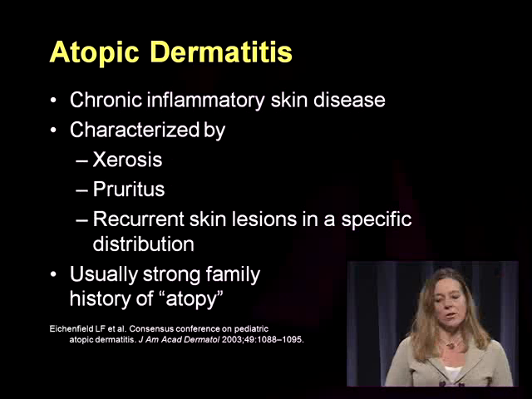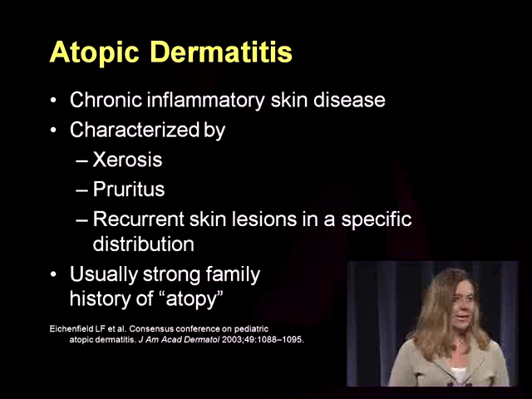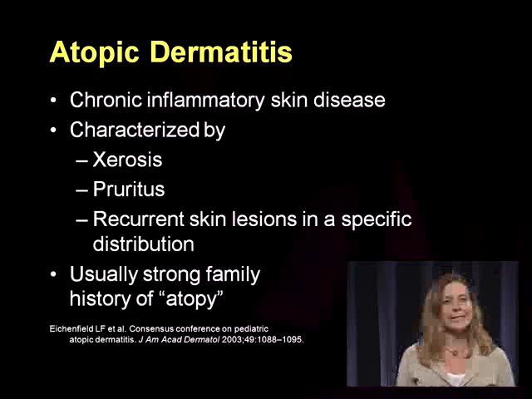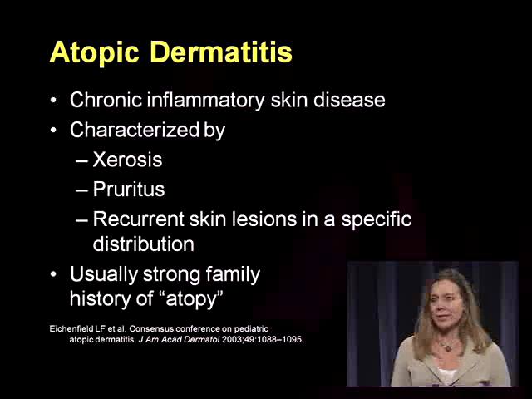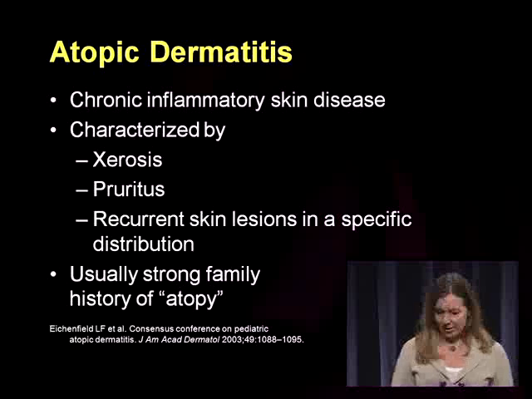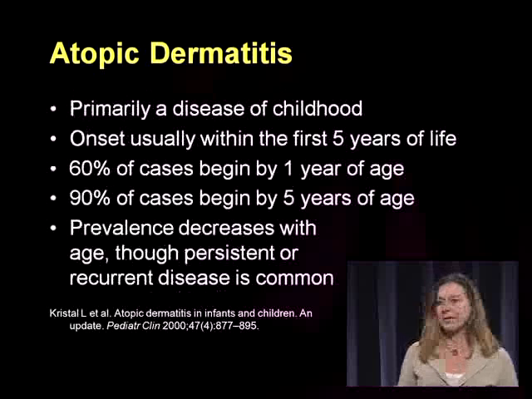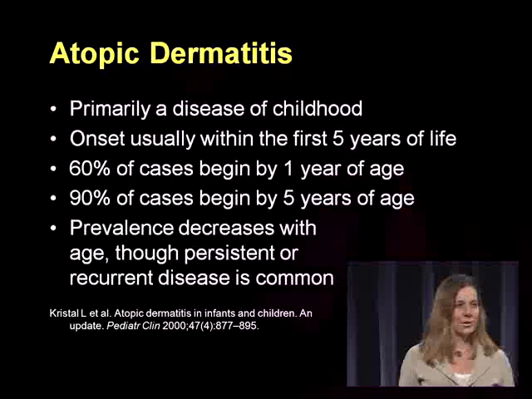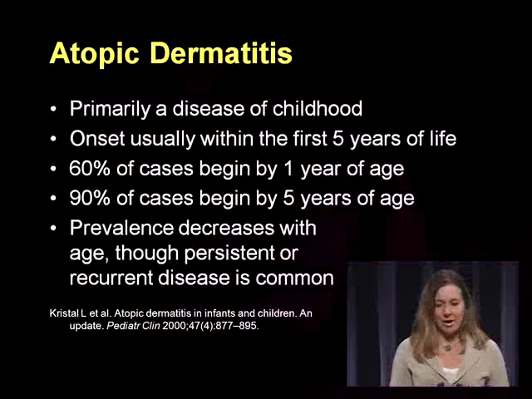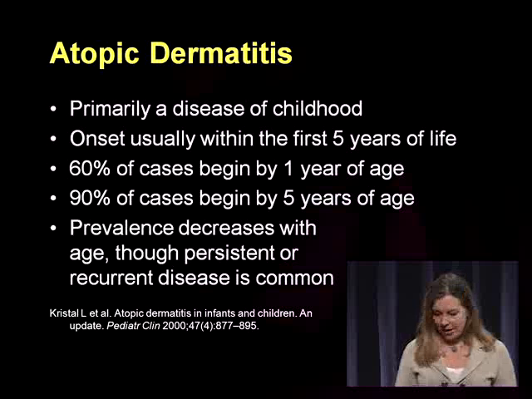So atopic dermatitis is a chronic inflammatory skin condition that's characterized by dry skin or xerosis, itching, known as pruritus, and recurrent skin lesions that tend to occur in a specific pattern. And there's usually a strong family history of atopy. This is primarily a disease of childhood. The vast majority of children will present with atopic dermatitis in the first 5 years of age, about 90%. And more than half of the children that have atopic dermatitis will actually present in their first year of life. However, fortunately, the prevalence of this condition decreases through age, and many children will spontaneously resolve over time.